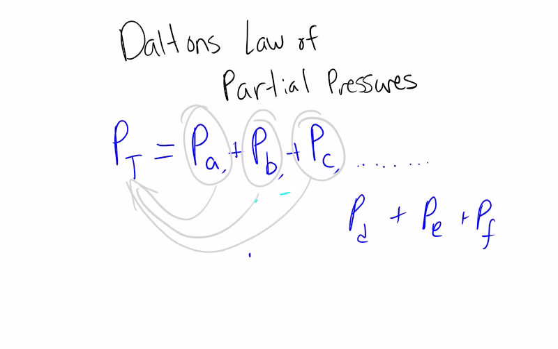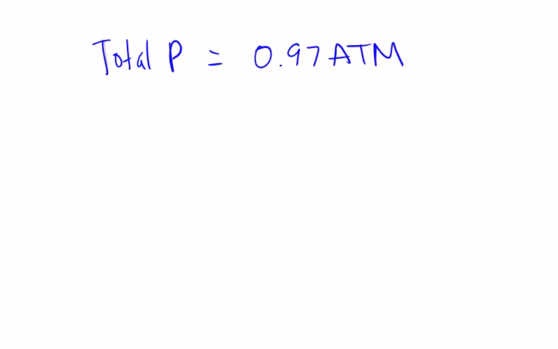So we're going to do a couple of example problems. We're going to be on page 4 at number 1. It says a mixture of oxygen gas, carbon dioxide gas, and nitrogen gas has a total pressure of, let me write this down real quick, total pressure of 0.97 atmospheres. What is the partial pressure of oxygen?